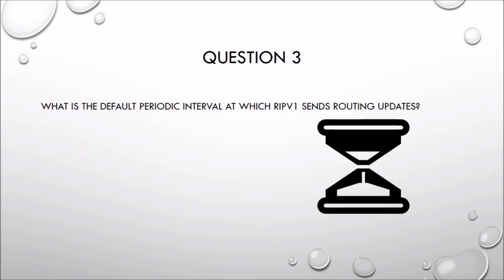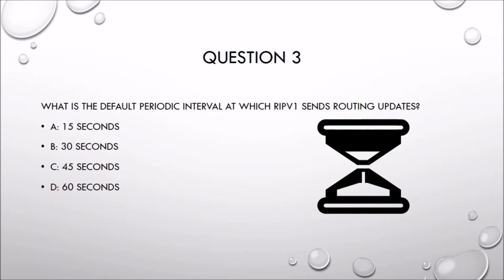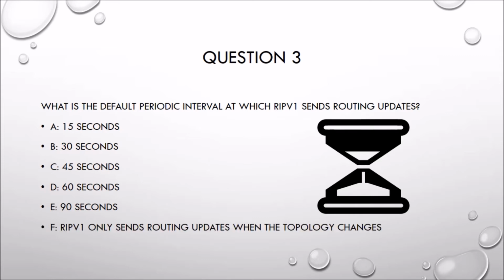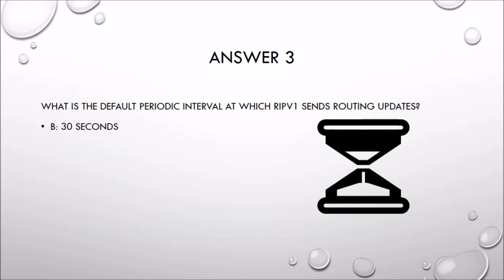Question 3. At what interval does RIP version 1 send routing updates by default? Is it 15 seconds, 30 seconds, 45 seconds, 60 seconds, 90 seconds? Or does RIP version 1 only send routing updates when the topology changes? And the answer is B, 30 seconds.